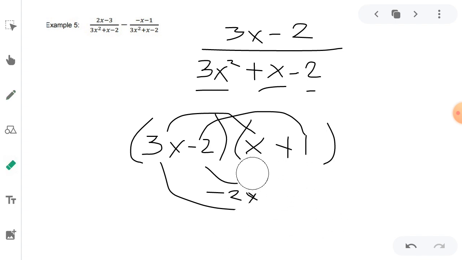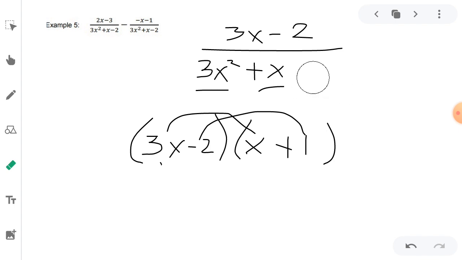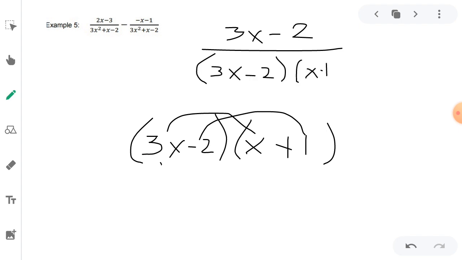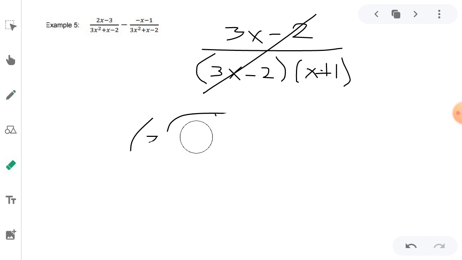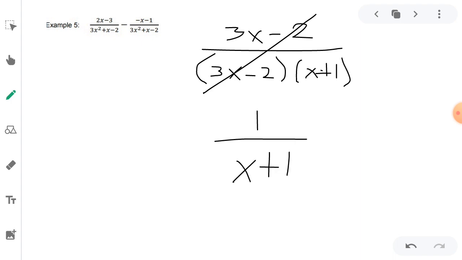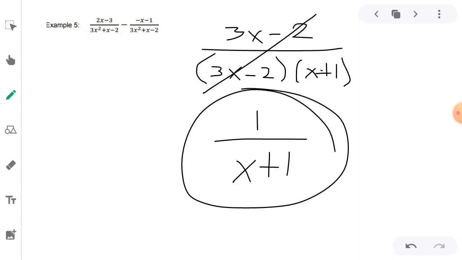So since this is the factor of our denominator, so papalitan na natin ito. Magiging 3x minus 2 times x plus 1. So cancel natin ito since magkaparehas sila. So ang natira ay, sa numerator, ang natira is 1 over x plus 1. So this is the answer.